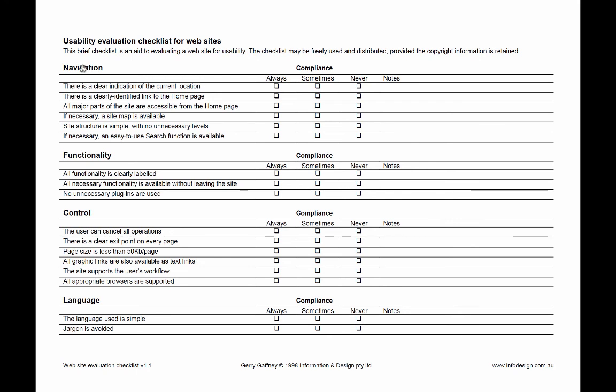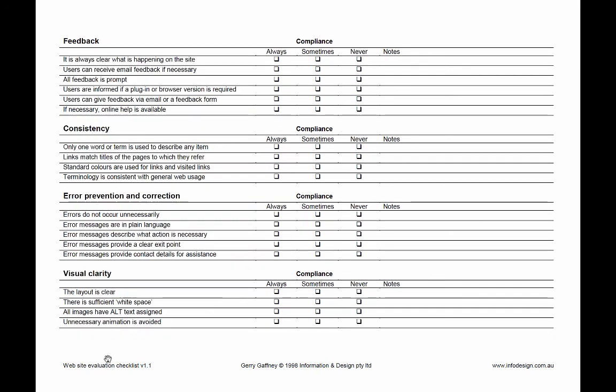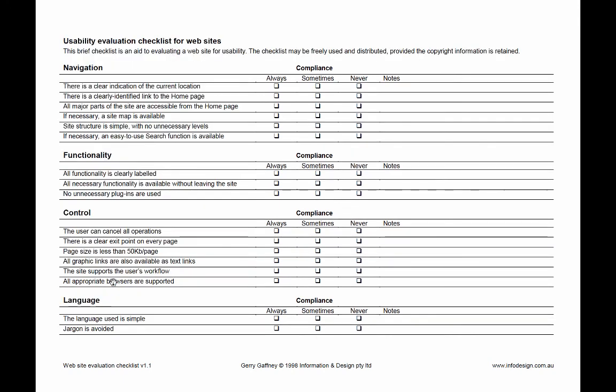You might create a checklist applicable to websites in general. So the navigation aspects, functionality aspects, the control aspects, the language aspects, feedback, consistency. Remember we mentioned this. Feedback about system status, for instance. Error prevention: does the system explain to the user what happens or why certain actions cannot be done? The visual clarity aspects, and so on.